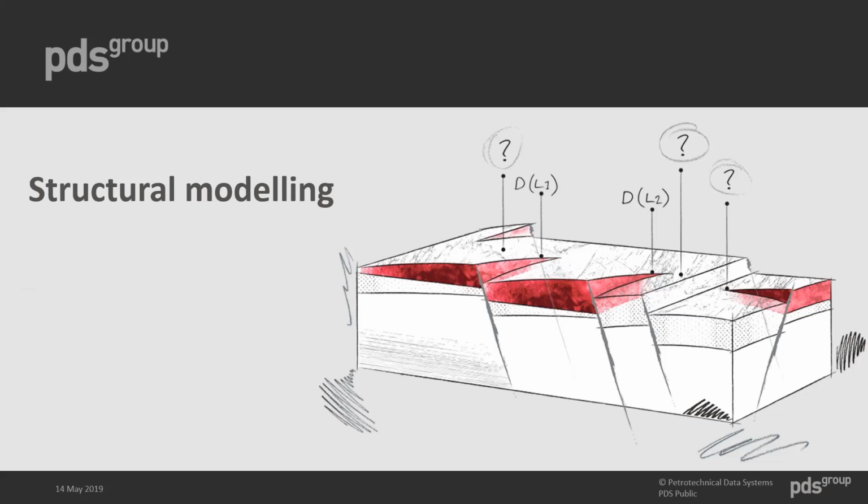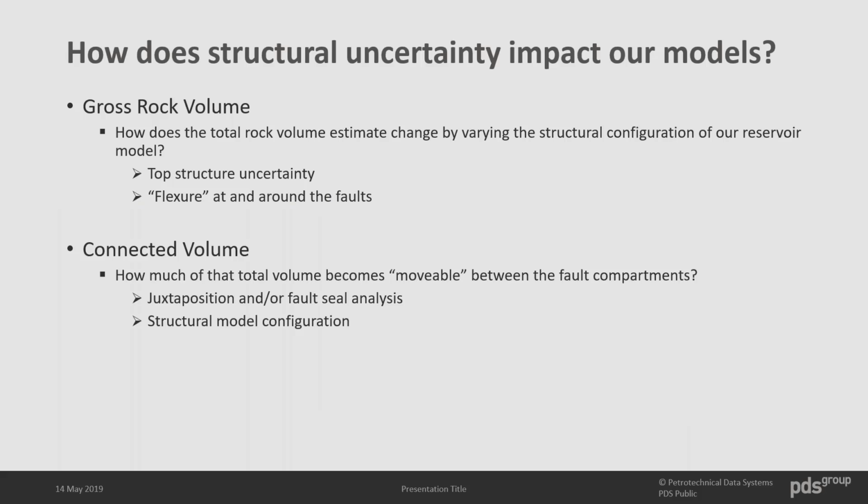Okay, so then moving away from general uncertainties with our modeling workflows and looking specifically at structural modeling, how does structural uncertainty then impact our models? And again, I've categorized it into those two main categories, the gross rock volume and the connected volume. So again, the gross rock volume, the tank, how does that total rock volume estimate change by varying the structural configuration of our model? And typically what we do is we flex the top surface, we flex the bottom surface, and we move the faults around a little bit. But it's all relative to that interpretation. We're taking that main tank and just flexing it a little bit to see how sensitive it is to things like velocity modeling uncertainty and seismic interpretation uncertainty.